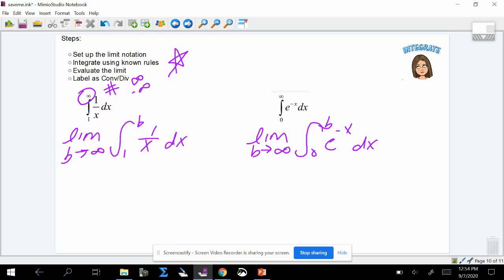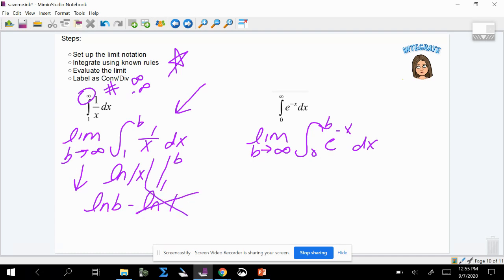So for this one here on the left, I want to integrate 1 over X. That is a natural log integration. So here's what it looks like when I integrate. When I put my boundaries in, so this is the fundamental theorem, I get the natural log of B minus the natural log of 1. I am carrying this limit down the whole time, although I do tend to get a little lazy with that. The natural log of 1 is 0, so I'm going to cross that off. So now I'm left with the natural log of B.